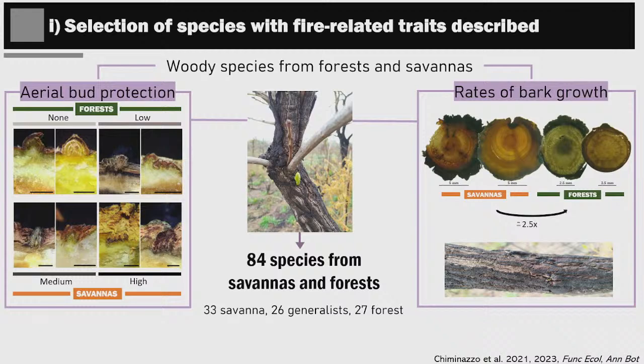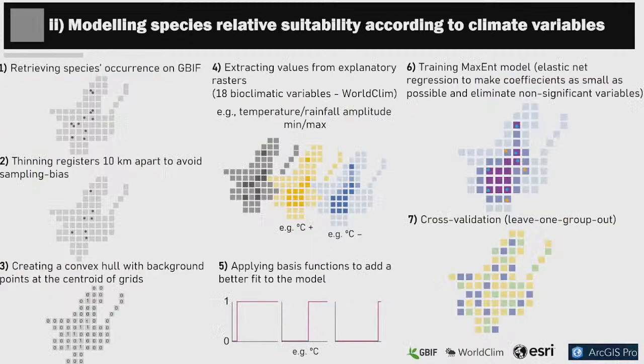Not many species had these traits described, and we managed to work with 84 species from savannas and forests, and to make sure that our vision wouldn't be biased by considering only forest species or savanna species, we were lucky enough to have these traits described in a fairly equal proportion. So we managed to find 33 savanna species, 27 forest species, and 26 species that can grow into both types of environments. Okay, so this was the first step, the traits.